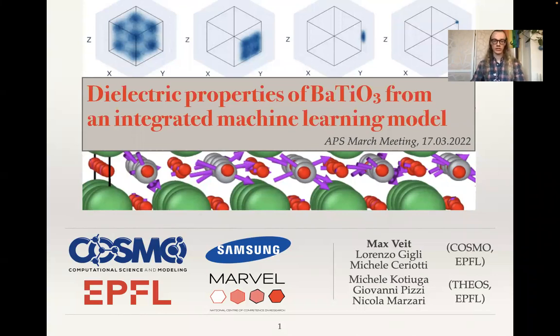I am also a postdoc in the Cosmo Laboratory of Professor Michele Ceriotti at EPFL, and I've been working for the past few months with Lorenzo on this project of building an integrated machine learning framework to model the properties of ferroelectric materials, specifically barium titanate.